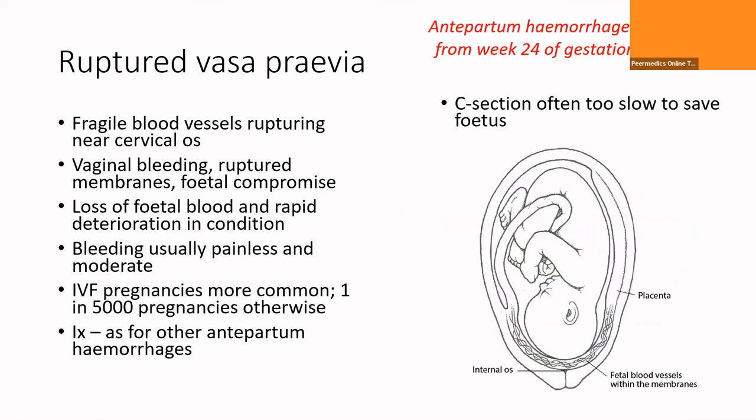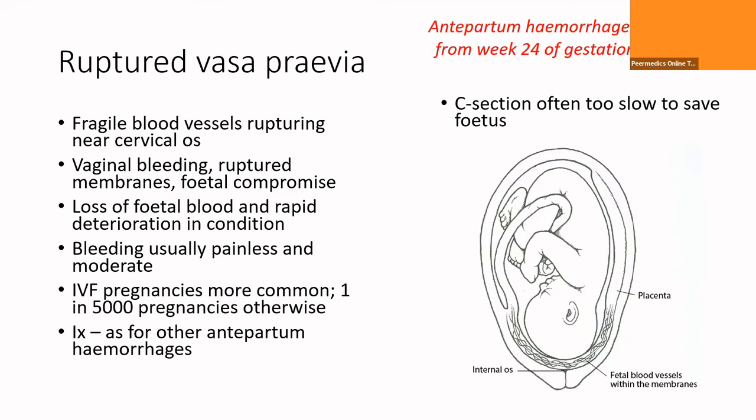Ruptured vasa previa. This is really quite a rare one, but it still is worth a mention in the sense of antepartum hemorrhages. This is where you've got the rupture of fragile blood vessels which run near the internal cervical os. You can see a very crude representation of them in the image on the left. It's obviously not the same as having the placenta lying there, but there's something that the baby's head is lying on, putting pressure on. These are very friable and quite prone to rupture in the right set of circumstances.